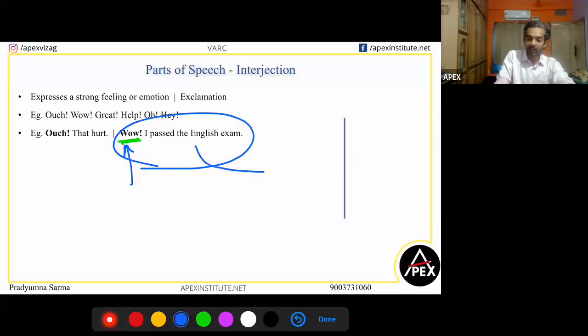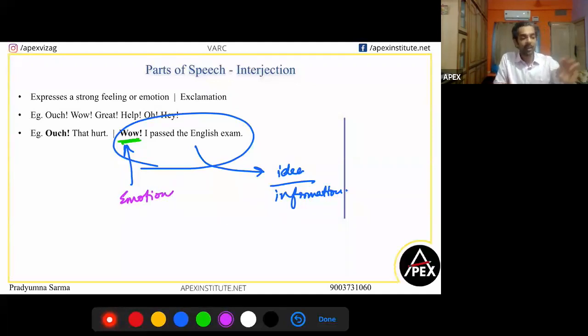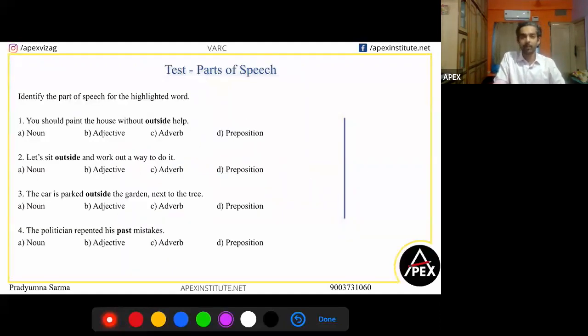Okay. I passed the English exam annadi idea or information. Karnana. Yeah? Kani wow annadi em chestunda? Wow annadi naaku idea ivvaledu, information ivvaledu. Em chestundi? It's only and only work is to deal with expression of my emotion. Okay, so these words are known as interjections. Okay? All right. Come on.